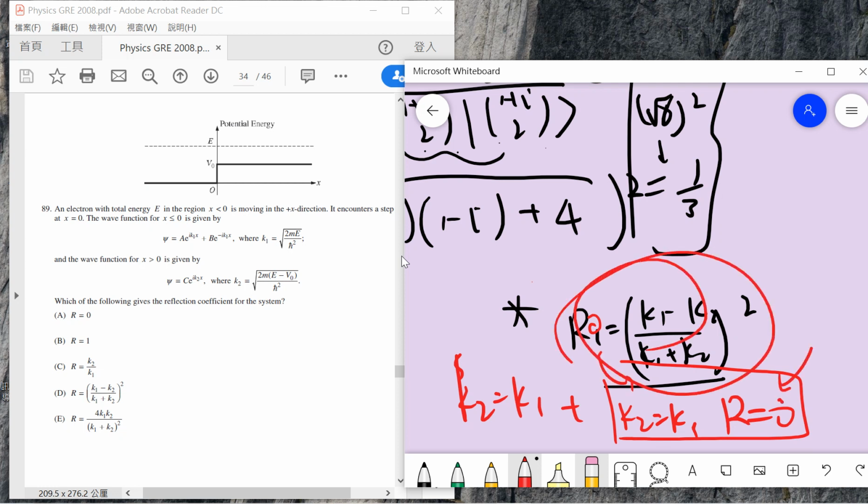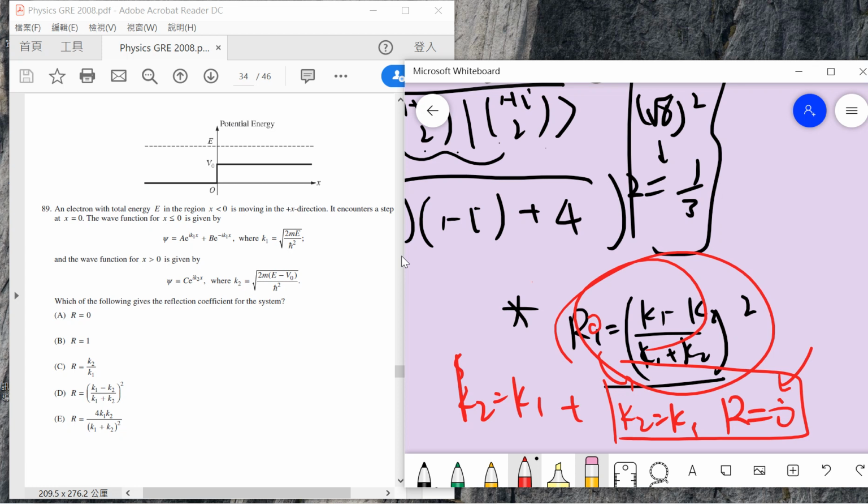You can actually guess the form, because in the real exam you don't have time to do the computation. At least you know when K2 equals K1, there's effectively no barrier, so there should be no reflections. So the answer is D. You can check any quantum mechanics book for the computation.